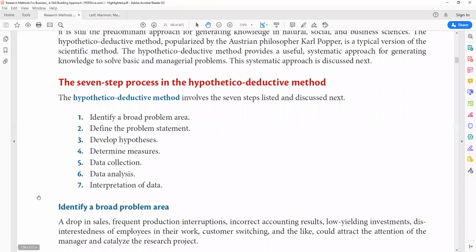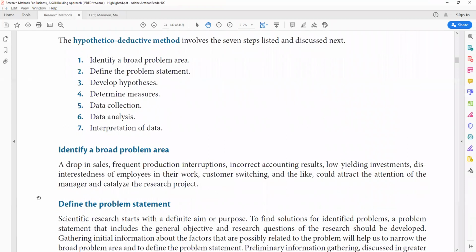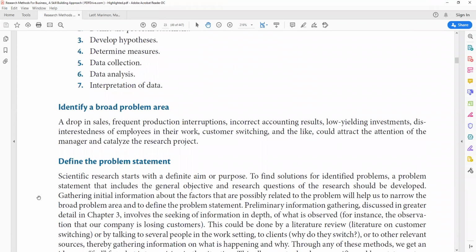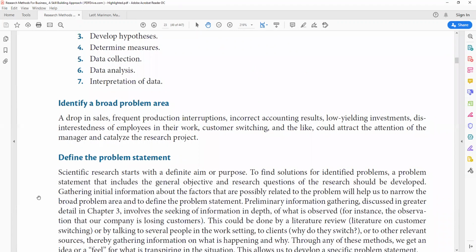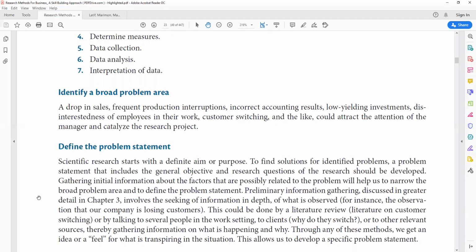Now, the next step is you have to define your problem statement. So you have identified that, okay, this is a problem that I want to solve, this is the problem that I want to study, and these are the variables that I want to study. Now, the next step is to clearly specify and describe the problem that you need to assess, solve, and address. This helps you develop a particular aim or focus for your research.